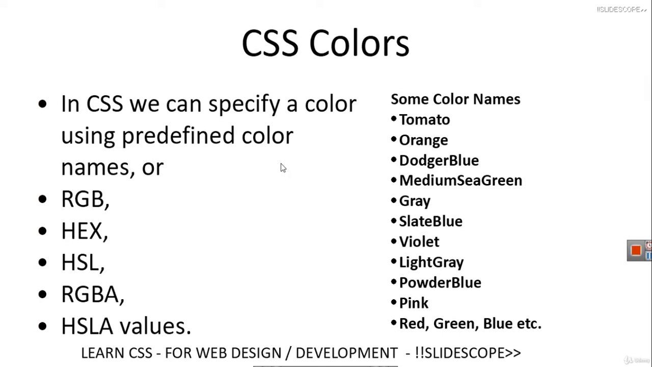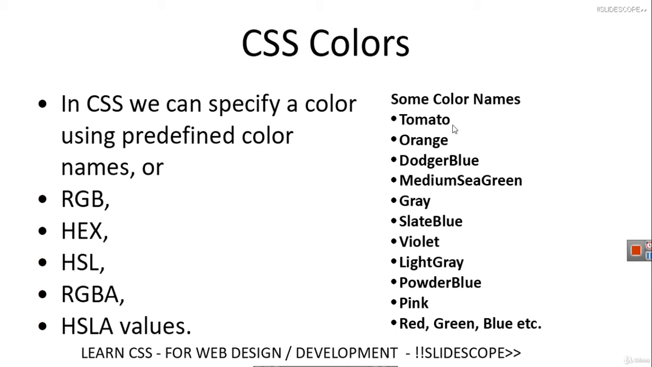Now in this part we are discussing CSS colors. Colors are an important element of a web page, because the design of a web page depends a lot upon what type of colors are used in it. If you use different colors for different elements, your website might look pretty. Now in CSS we can specify a color using predefined color names.